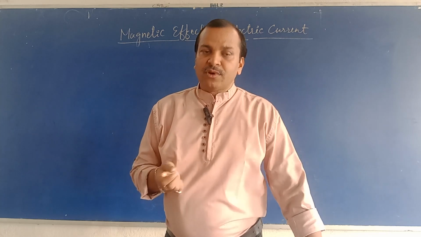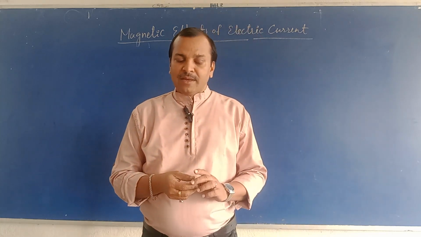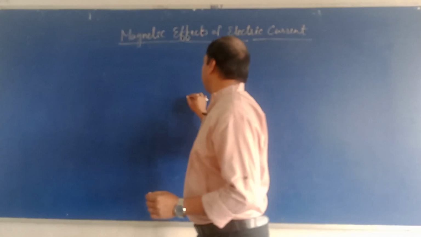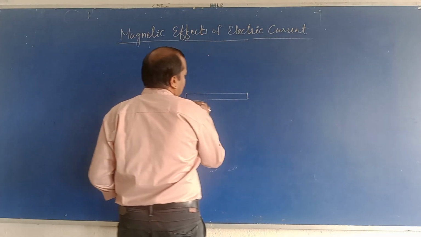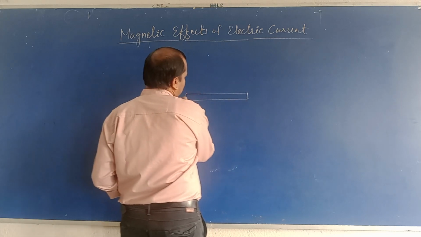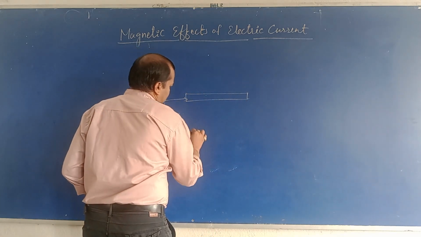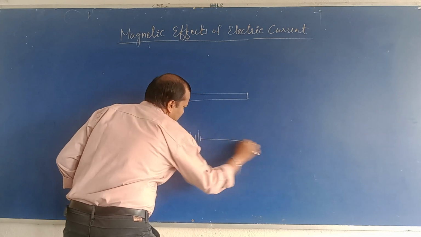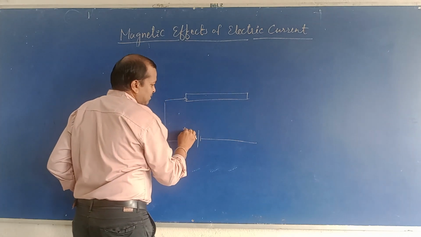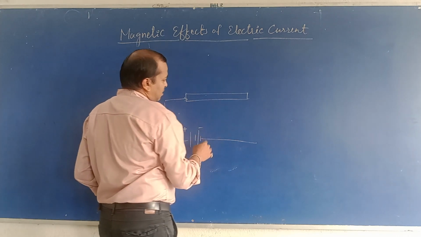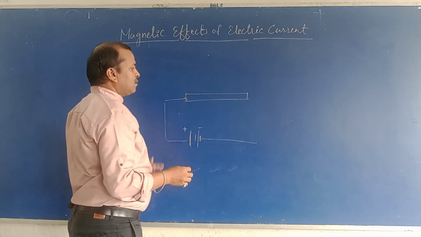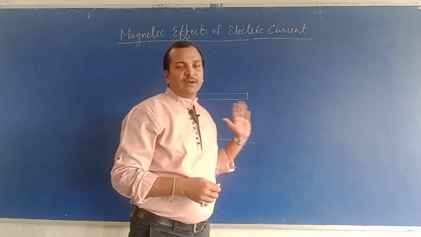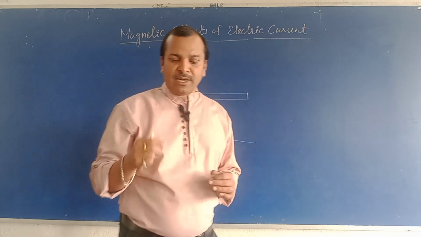This can be shown with the help of a magnetic needle. Suppose this is a conductor, and in the conductor, current passes from this positive side to the negative side. Remember, this is the positive side and this is the negative side. Always the small one is the negative side and the bigger one is the positive side. Current is flowing through the conductor.